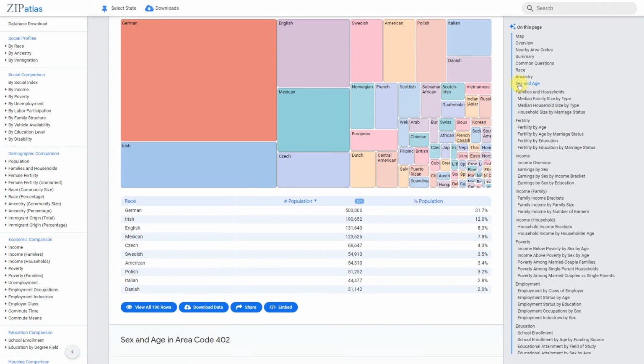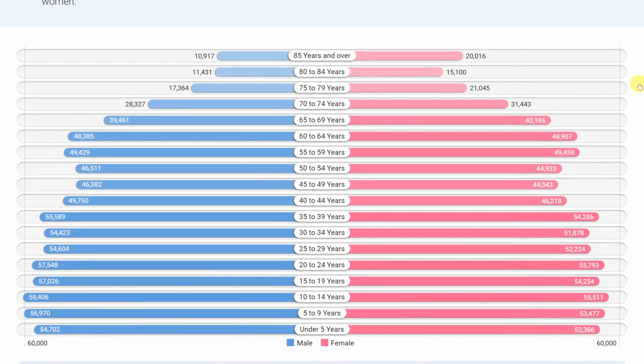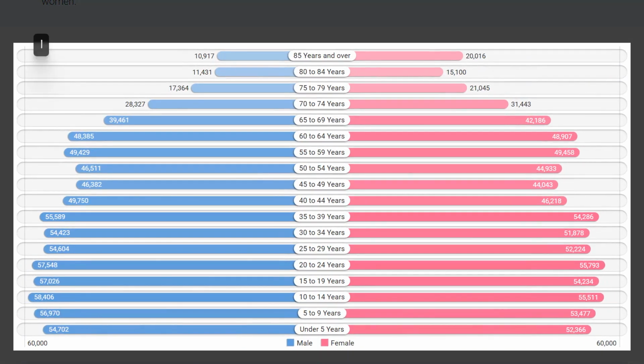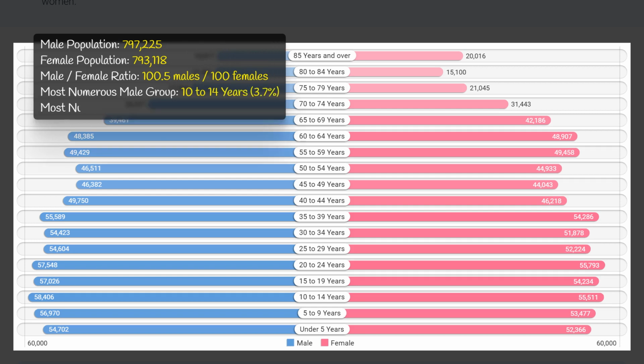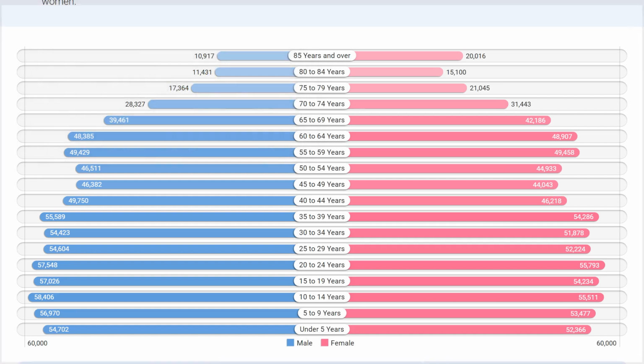In area code 402, Nebraska, the population is nearly evenly split between males and females with a slight majority of males. The male-to-female ratio is very close to 1:1. The most populous age group for males is 10 to 14 years old, making up 3.7% of the population. For females, the most populous age group is 20 to 24 years old, making up 3.5% of the population. This indicates a slightly younger population in area code 402, with the largest age groups being in their teenage years and early 20s.